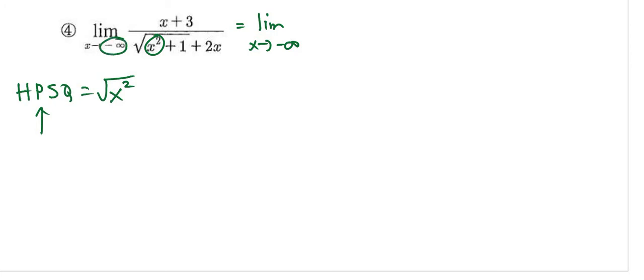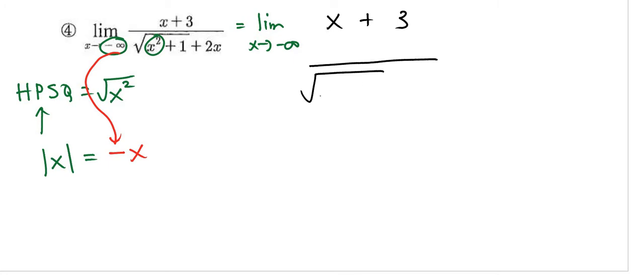Notice in this problem we're going to negative infinity. So as we're doing this problem, we know we're going to see the absolute value of x, and in this question we should replace the absolute value of x with negative x, because it's going to negative infinity here. Okay, so keep that in mind when we're doing this problem. So x plus 3, leave a little space, and then the square root of x squared plus 1 plus 2x. And then I'm going to divide every single term now by the highest power in the square root.